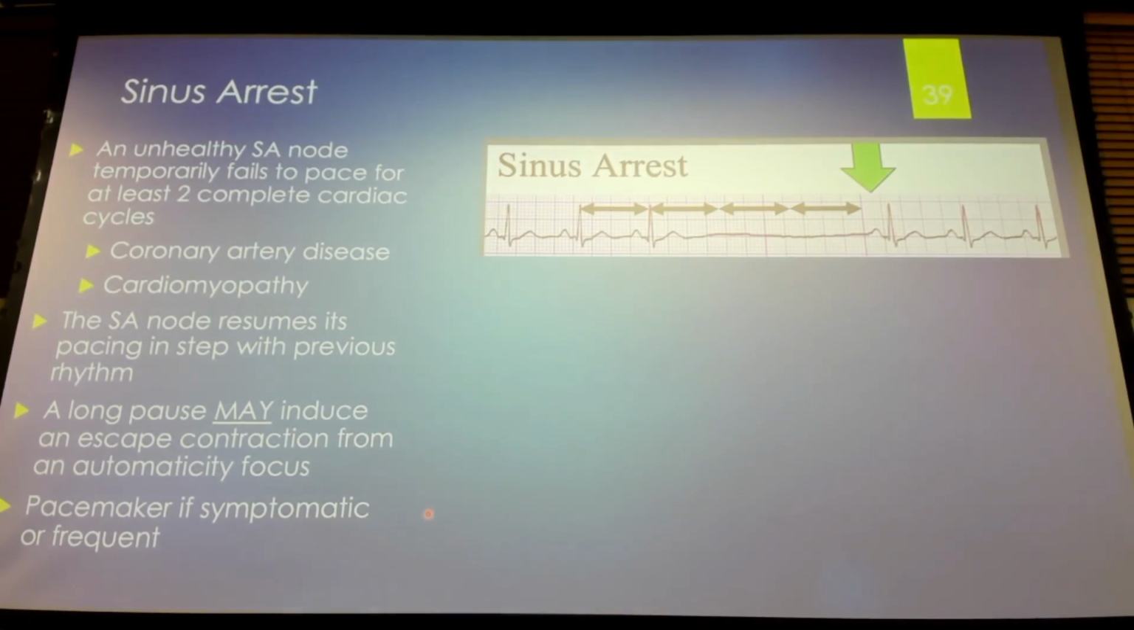Sinus arrest would be that unhealthy SA node, again, failing to fire, but we have at least 2 complete cardiac cycles that are missing in a row. So a sinus block is 1, and this is 2 or more cardiac cycles missing. This could be from some sort of coronary artery disease, maybe the person registered an MI. Again, if the right coronary artery is involved, it'll affect the SA node. It could be a younger person that had cardiomyopathy. A lot of times cardiomyopathy in young folks can be caused by a virus, and so those patients may come in with frequent episodes of sinus arrest as well.